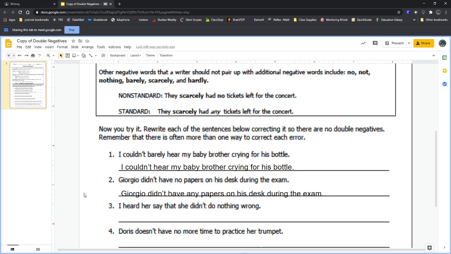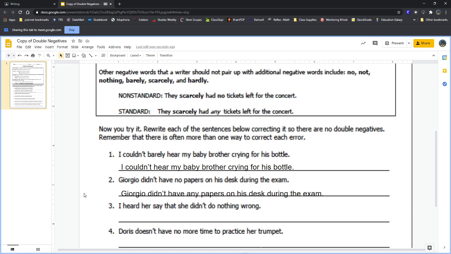Now, like we said for sentence one, that's not the only way to fix it. The other way is I could fix didn't. If I fix didn't, I could just say Giorgio did have no papers on his desk during the exam. In this case, I'd probably stick with fixing no because I think it sounds better. But you could also write it so that you get rid of didn't and have no.